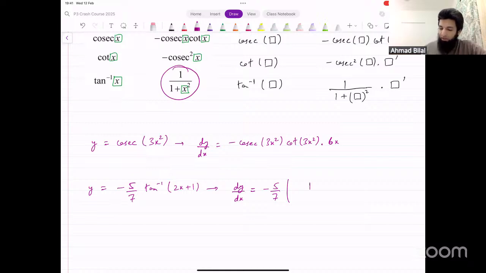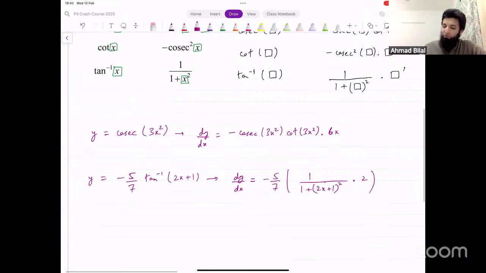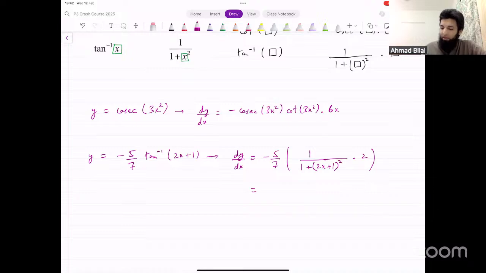1 over 1 plus x squared. So whatever x is replaced with, you have that thing here. That's 2x plus 1, so you have 2x plus 1 whole squared, times the derivative of this thing. What's that? That is 2. This is what we get. We can simplify this if we want, because that gives us minus 10 over 7. And then in the denominator, we have 1 plus 2x plus 1 whole squared.